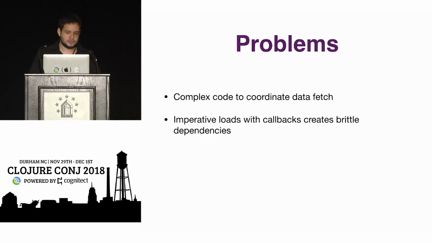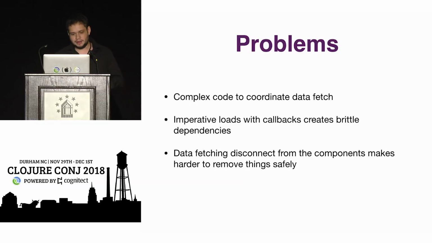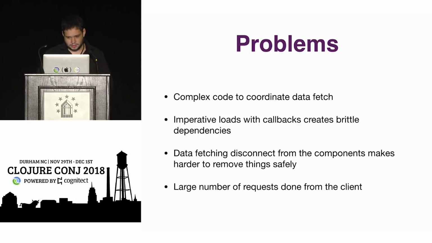We have imperative loads with callbacks that create brittle dependencies. You want to add something, and you say, OK, I want to add some data. What's my requirement? And then you have to manually scan all the code to find, oh, who is requesting that? Can I leverage this? It's a lot of pain. Also, because the code that fetches the data is not collocated with the code that renders the components, when you try to remove a component, you have to manually go around and see, oh, can I remove this data fetching? Is anybody else using that? And sometimes people go wrong and bugs happen. And then it generates a large number of requests done on the client side.